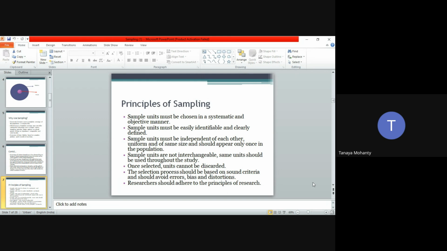Researchers should adhere to the principles of research whenever you are talking of choosing a sample. As I told you earlier, you have to avoid all kinds of prejudices and biases when it comes to selecting a sample size.